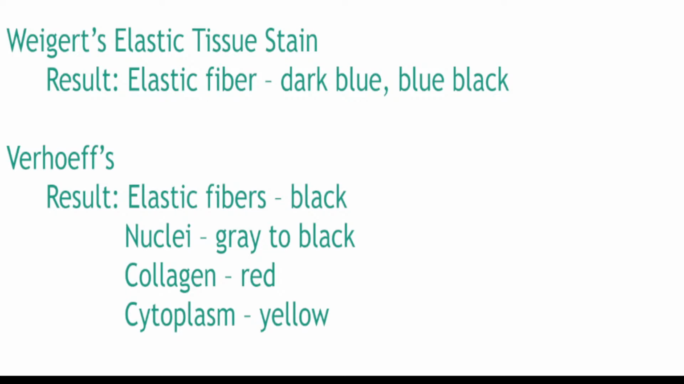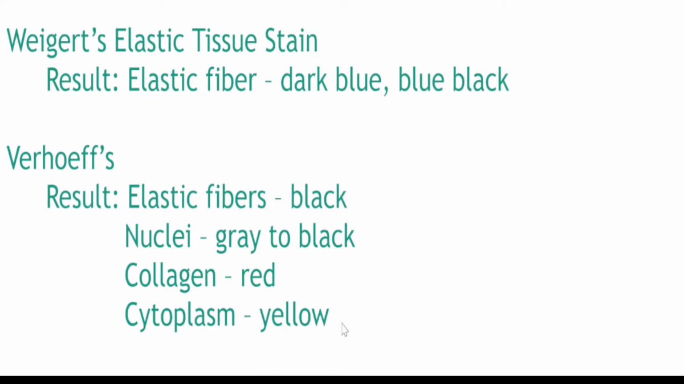Elastic fiber. Weigert's again. Weigert's elastic stains elastic fibers dark black to dark blue to blue-black. Verhoeff stain is for elastic fibers. That turns black. Nuclei turn black. Collagen is red. Yellow for cytoplasm.